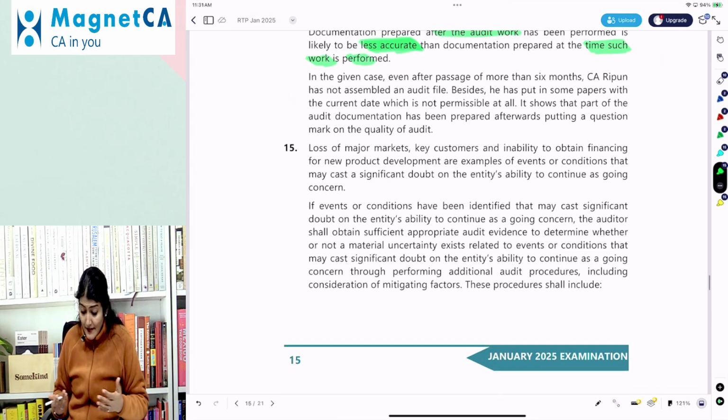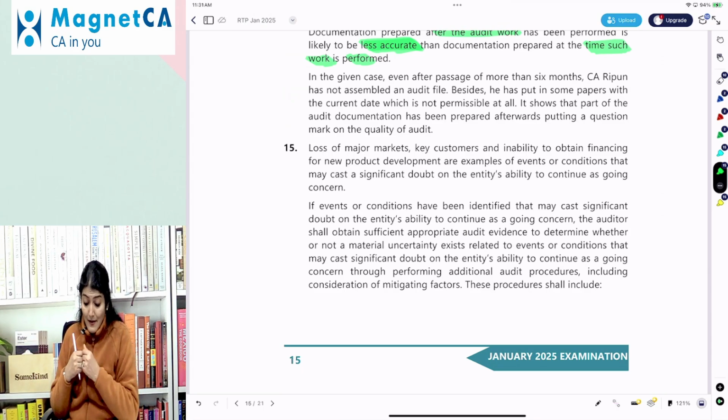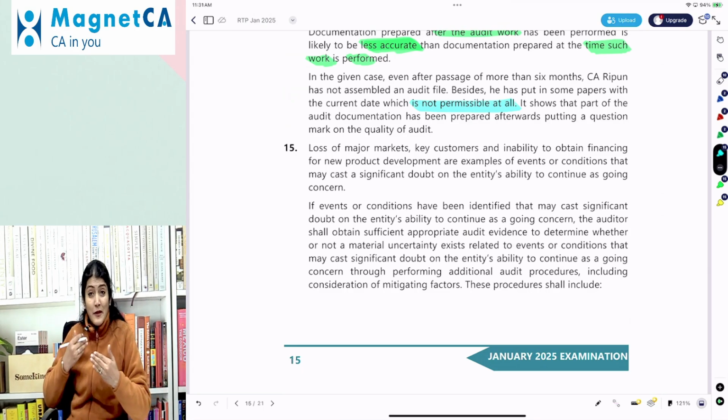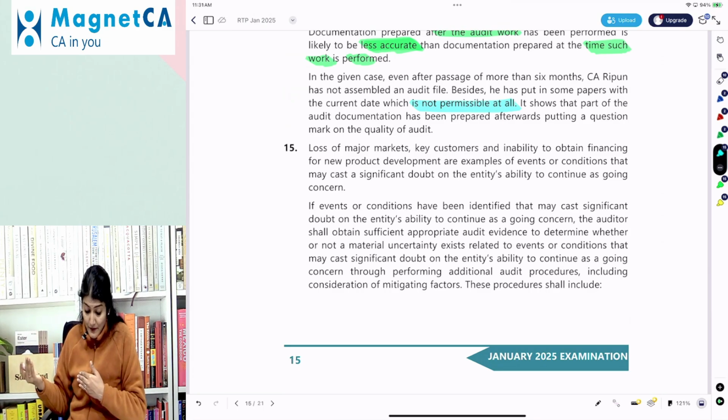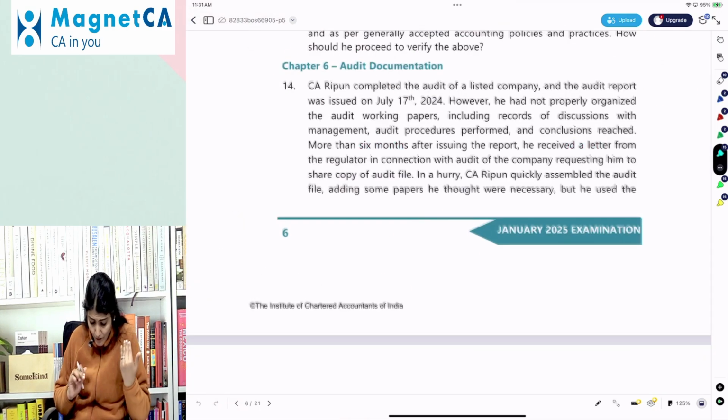In the given case, even after passage of more than 6 months, Ripun has not assembled the audit file. He has put in some papers with the current date, which is not permissible at all. It shows that part of the audit documentation has been prepared afterwards, putting a question mark on the quality of the audit. Right? Putting a question mark on the quality of the audit.